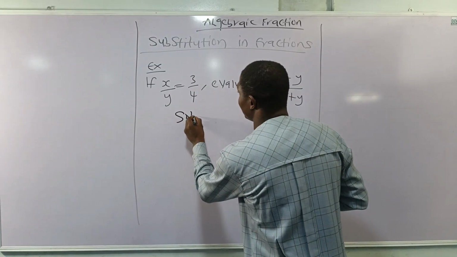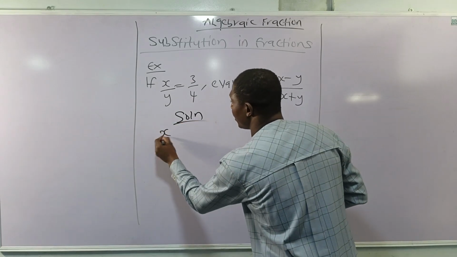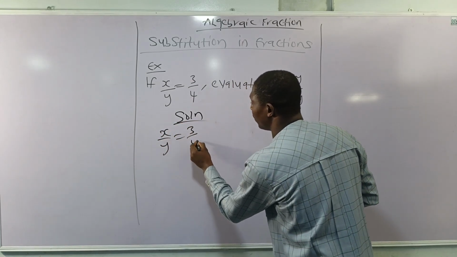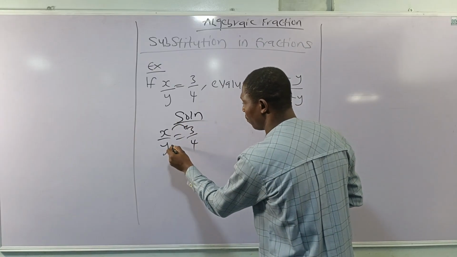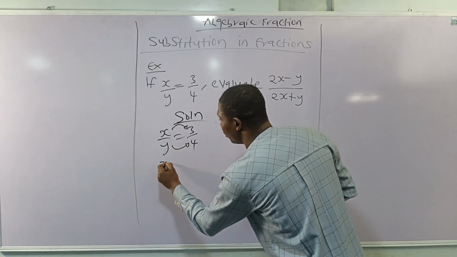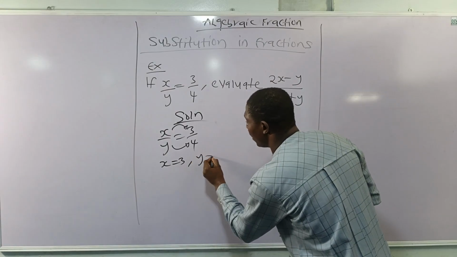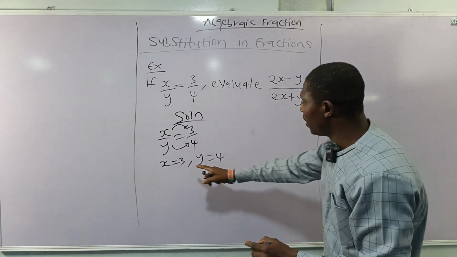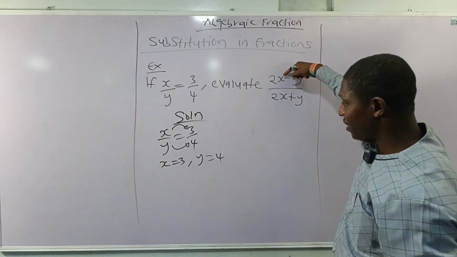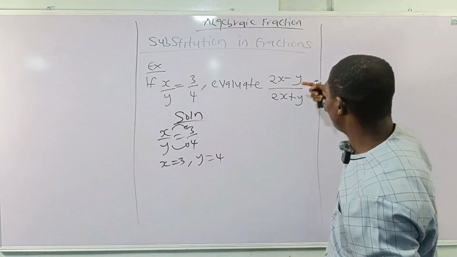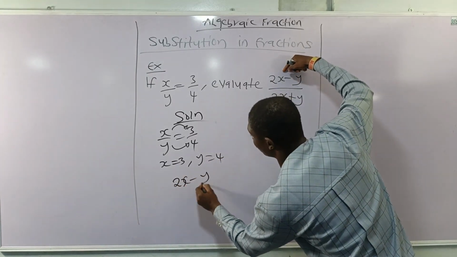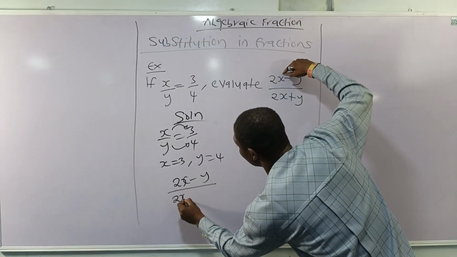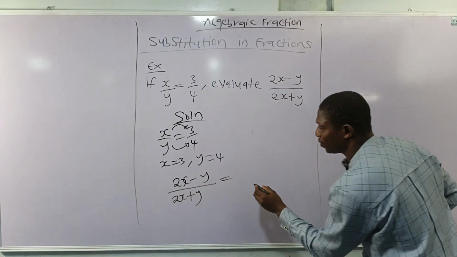What we simply do is this. Since we have x over y equals 3 over 4, this simply means x is equal to 3 and y is equal to 4. So x equals 3, y equals 4. We simply put the value of 3 in place of x and the value of 4 in place of y. So from this we have (2x minus y) all over (2x plus y) to give us 2.